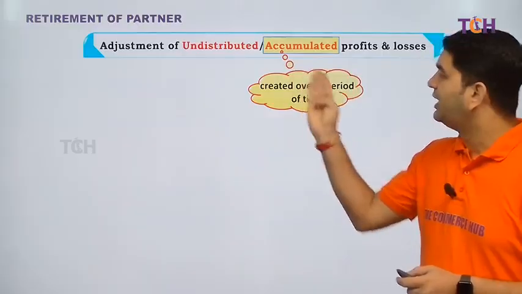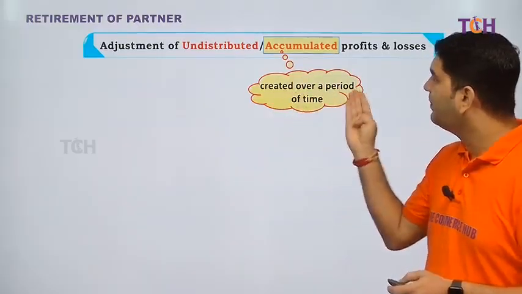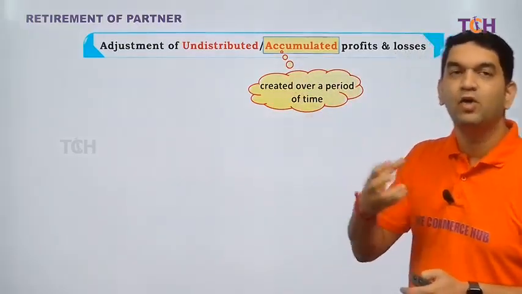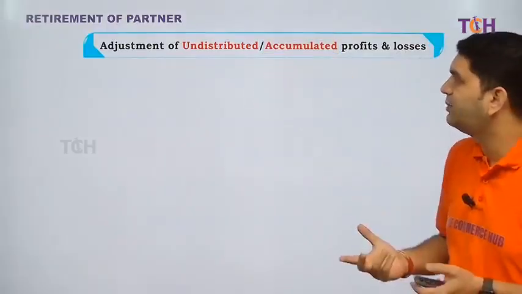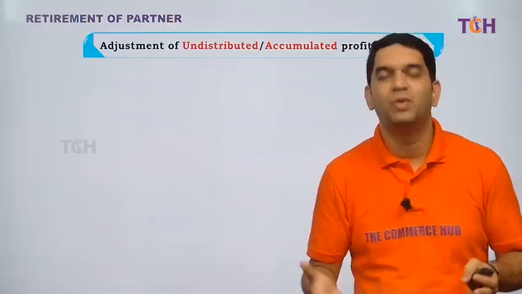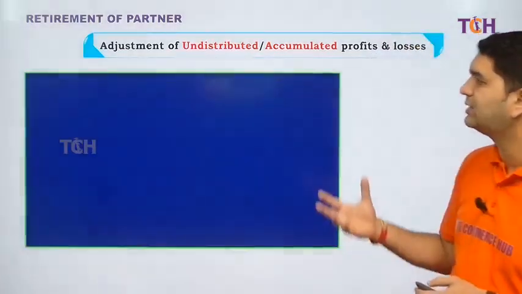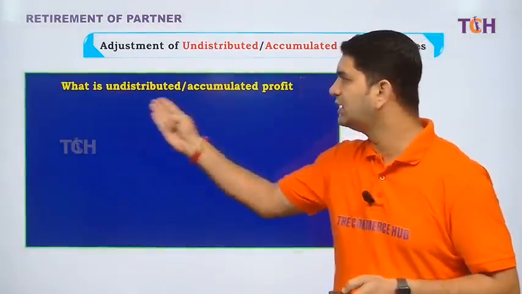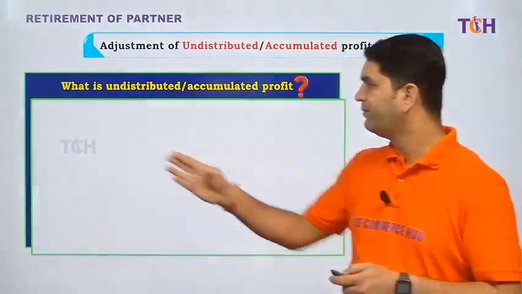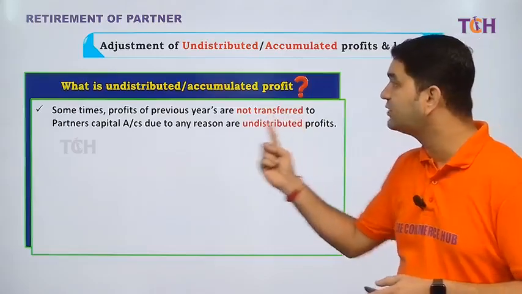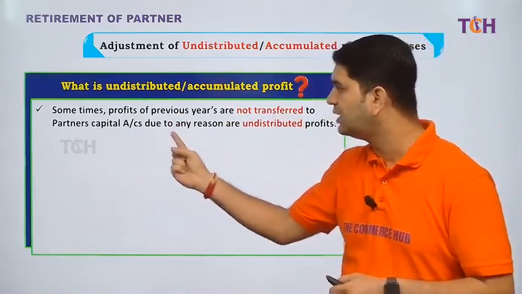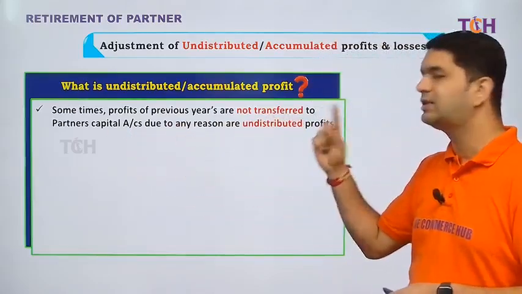What is accumulated? It is created over a period of time. It is accumulating over and over, right? And undistributed, I hope you know, means not distributed due to some reason or another. Look at it. What is undistributed or accumulated profit? Sometimes profits of previous years are not transferred to partners' capital accounts for any reason, and these are undistributed profits.